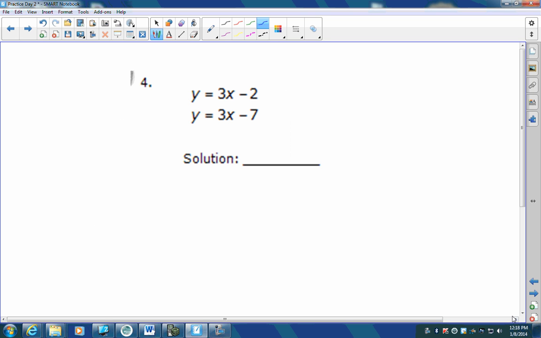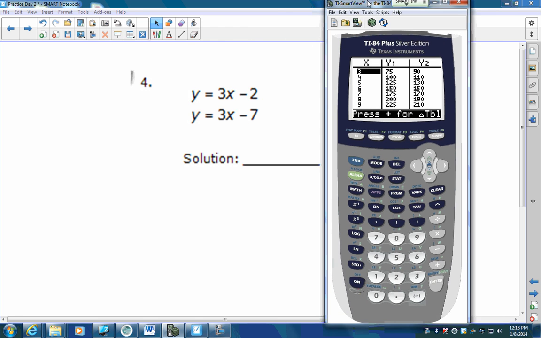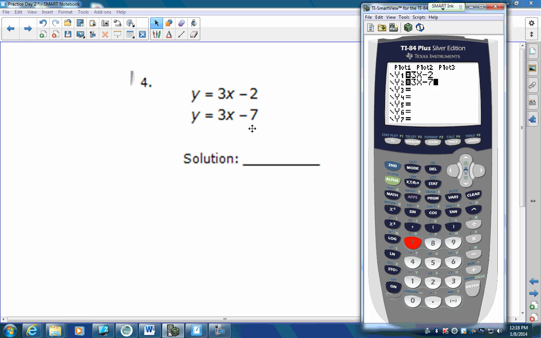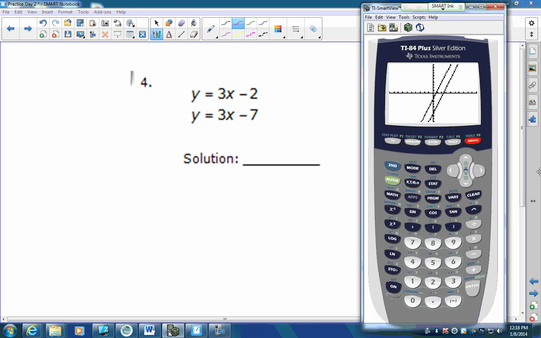Number 4. Let's grab our handy-dandy calculator. Actually, somebody just said the answer before we ever even did anything with it. When I go in here, 3x minus 2, 3x minus 7. If you know anything about the equations, you can already see that the slopes are the same. If the slopes are the same, what type of lines are they? They're parallel. So what kind of solution do they have? No solution.